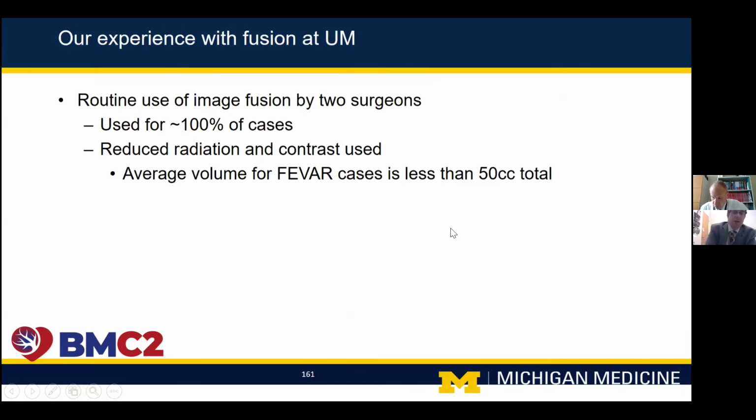In summary, Dr. Elias and I, who use fusion routinely on 100% of our cases, have really noticed a decrease in our radiation and contrast use. The average volume of contrast that we're using in our fenestrated cases is definitely less than 50 cc's. There are many times that we're at less than 40 cc's or 35 cc's for a fenestrated case. I did an endograft just yesterday where we used 20 cc's of contrast and had 14 minutes of fluoro time. So I think it really can markedly improve things.